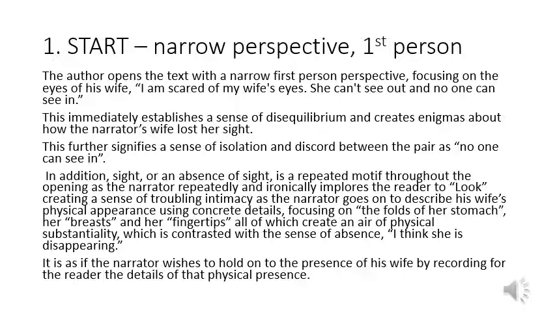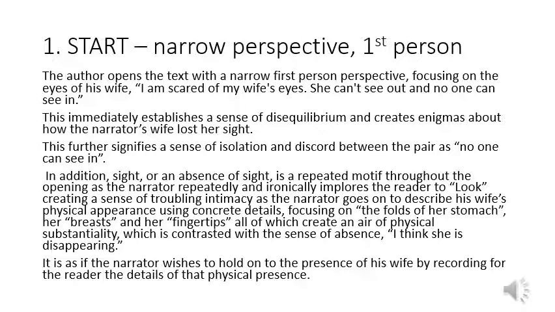or the success criteria. The author opens the text with a narrow first-person perspective, focusing on the eyes of his wife. "I'm scared of my wife's eyes. She can't see out and no one can see in." This immediately establishes a sense of disequilibrium and creates enigmas about how the narrator's wife lost her sight. This further signifies a sense of isolation and discord between the pair as no one can see in.